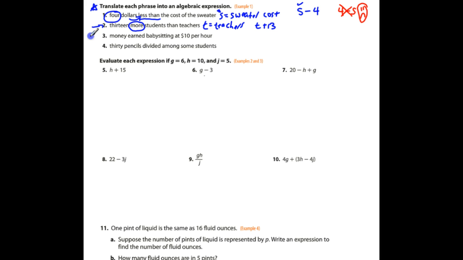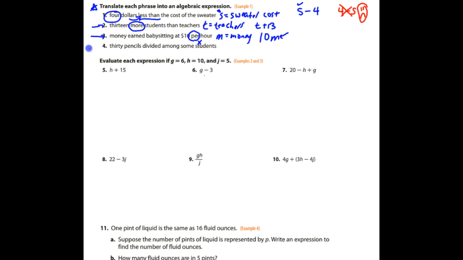Let's look at number 3. That says, hey, what is the money earned babysitting at $10 an hour? Well, if M is the money, $10, think about per, that means multiply. Because every hour you get 10 more dollars, right? 1 hour, $10. 2 hours, 10 times 2. 3 hours, 10 times 3. So what we would say is 10M, because I've used M for it right there. So there's the answer to that question.